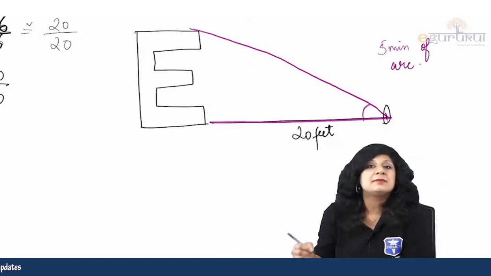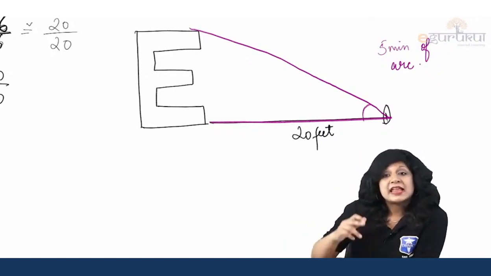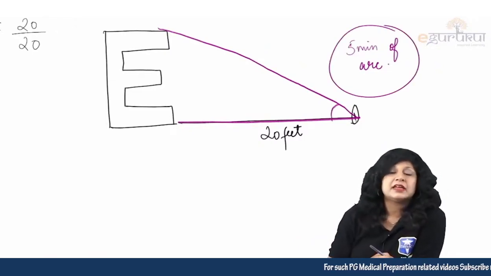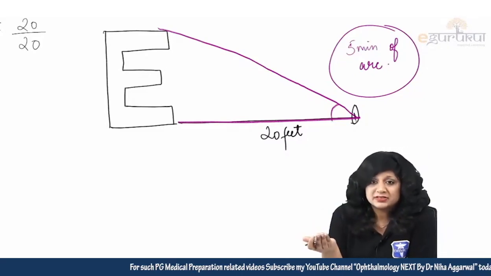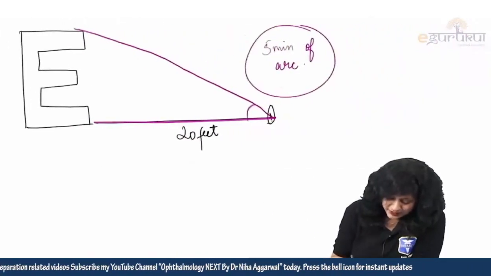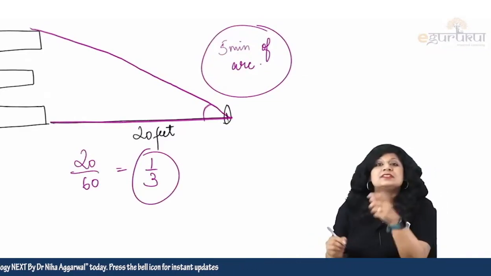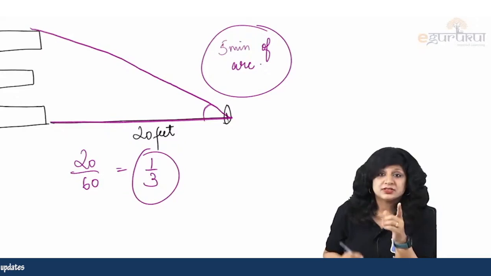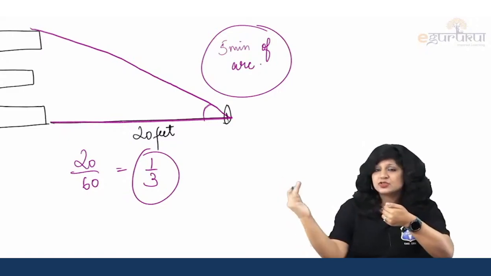We know that this is the minimum angle of resolution, and each letter will subtend the minimum angle of resolution at the respective distance. So for the visual acuity 20 by 20, there will be an angle of 5 minutes of the arc, and the person will be able to see it. But this child does not have the visual acuity of 20 by 20. This child has the visual acuity of 20 by 60, which is about 1/3. That means the person will be able to see only when the angle subtended is 3 times. So for 3 times the angle subtended, the patient has to go closer.